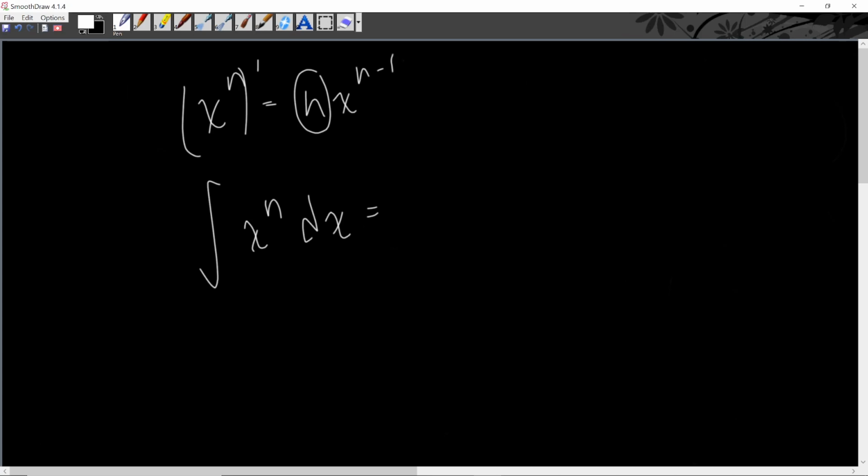We want this integral to just be the opposite of this derivative. I'm not going to quite prove this, I'm simply going to describe it. We have the multiplication of n, so the opposite of multiplication is going to be division, 1 over n. And then we have n minus 1. We're going to add n plus 1.